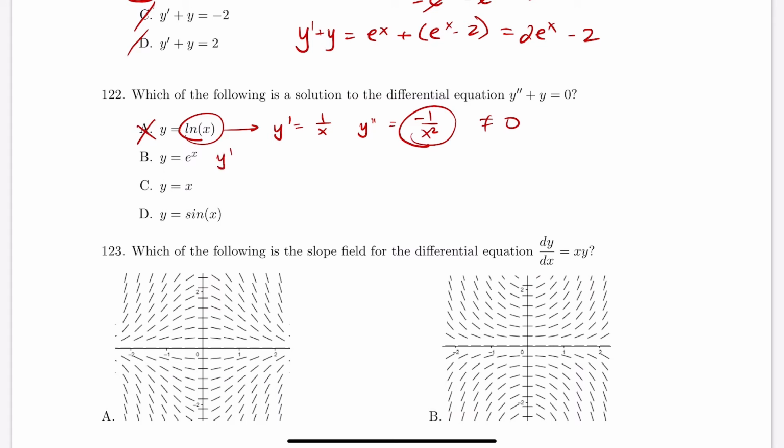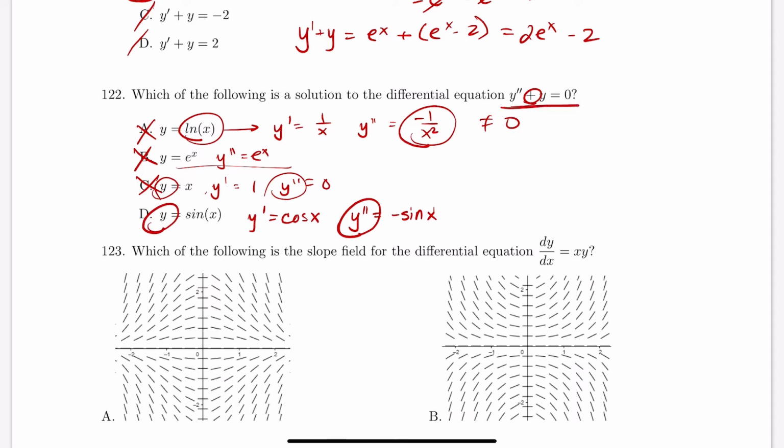If I did the first derivative, it would be e to the x. The second derivative would be e to the x. If I added those two, it would not equal 0. This next one would be y prime is equal to 1, y double prime is equal to 0. If I added the y and the y double prime, it does not work. This one, on the other hand, I should have just looked at that and said that that was the answer choice. But whatever. The first derivative would be cosine of x. The second derivative, the derivative of cosine, is negative sine of x. So that works out. If I added the y double prime and y, like what they're asking for here, that would equal 0 because the signs would cancel out.